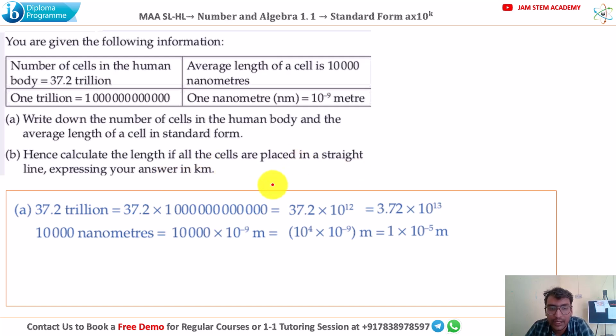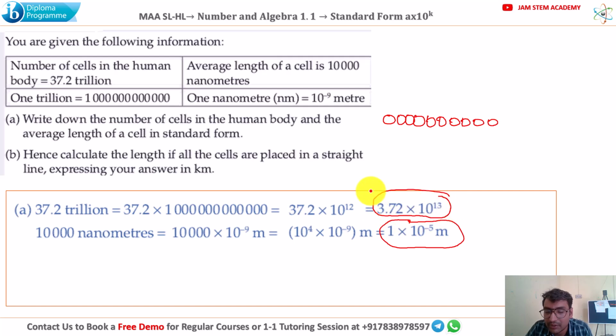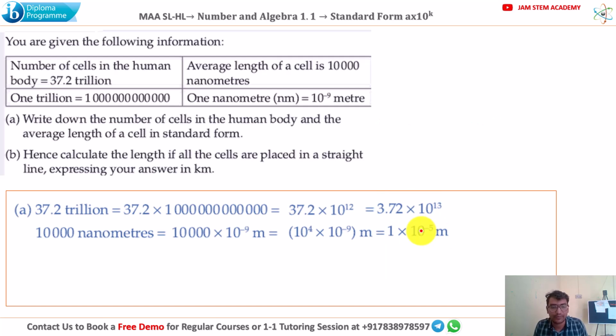So right now we have the average length and the total number of cells. In order to find the overall length, we have to place them in a line. Each of the cells has this much length. So there are 3.72 times 10 raised to the power 13 cells. In order to find the total length, what can I do? I can simply multiply these two. So simplify it and we will get our answer. Later we have to convert it into kilometers as well as in standard form.